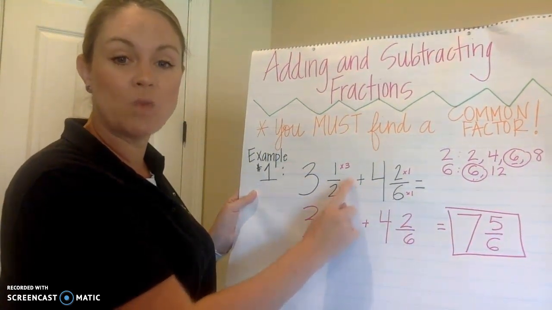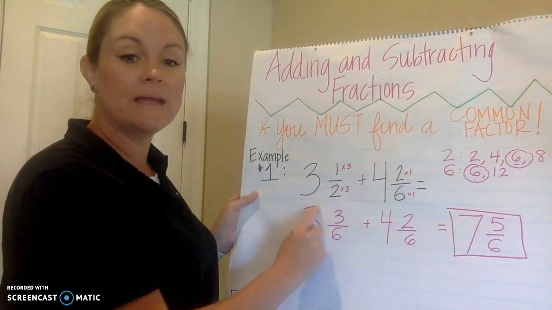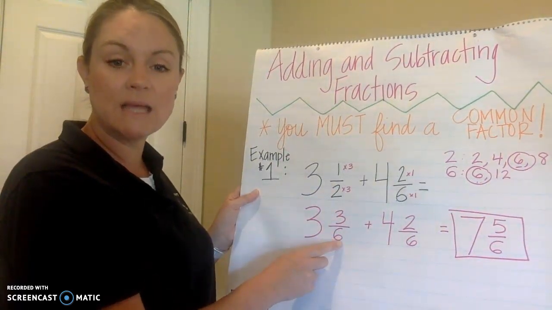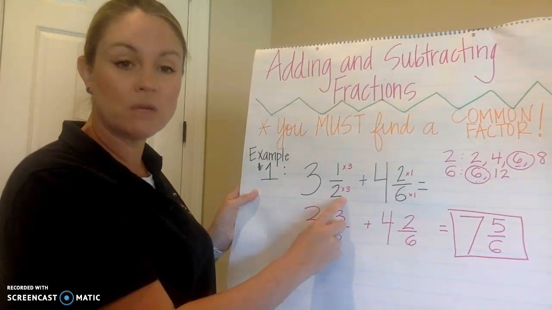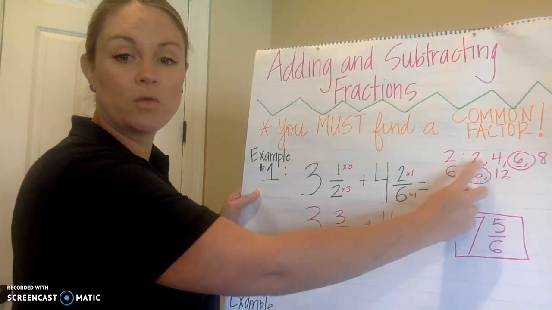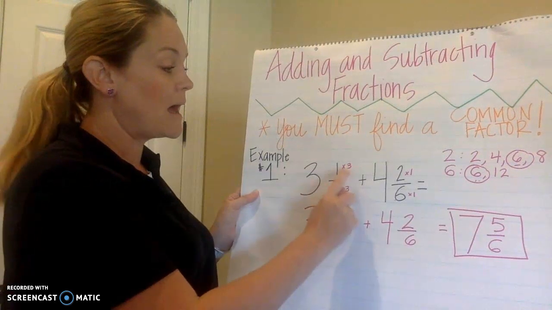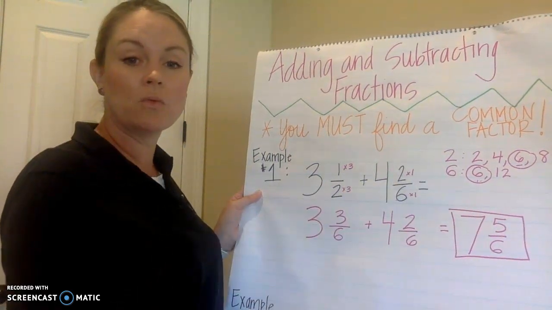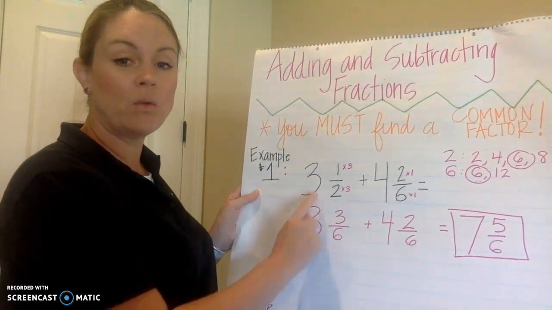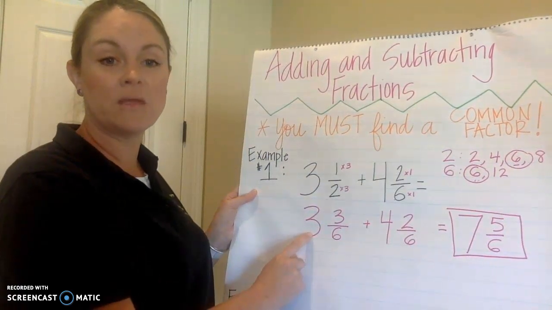My given fraction is 1/2, and I've got to make it into sixths now. Well, how did I go from halves to sixths? Well, I know 2 times 3 is 6, or 6 is my third multiple: 2, 4, 6. So since I said 2 times 3 to get a new denominator, I have to say times 3 with my numerator, and I know 1 times 3 is 3. So now my equivalent fraction for 3 1/2 is 3 3/6.